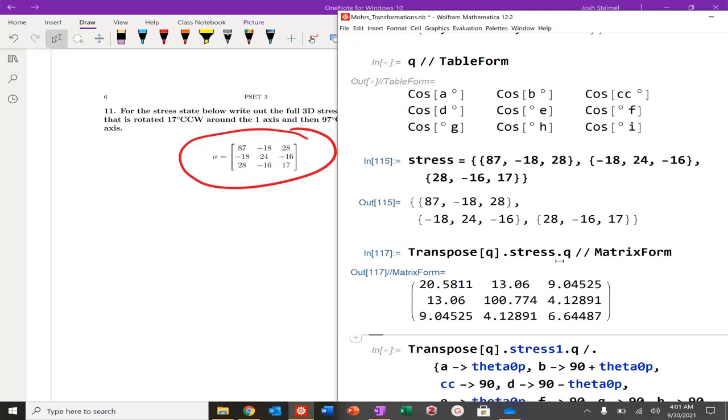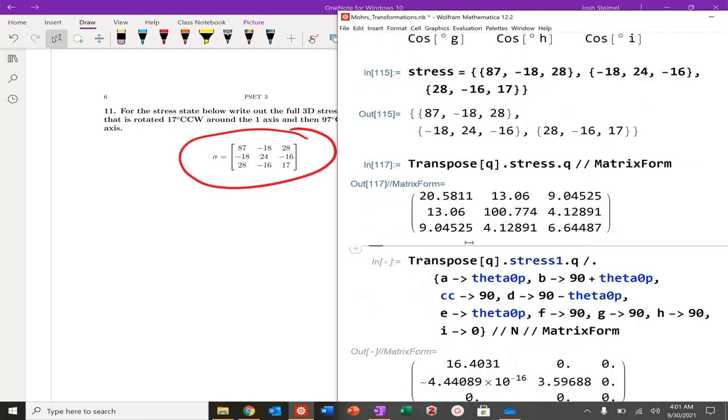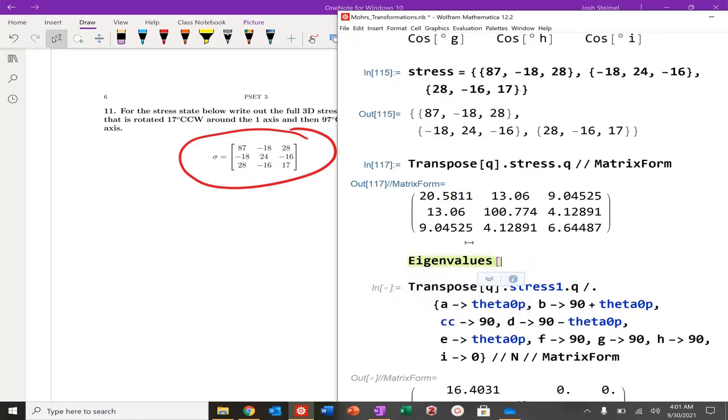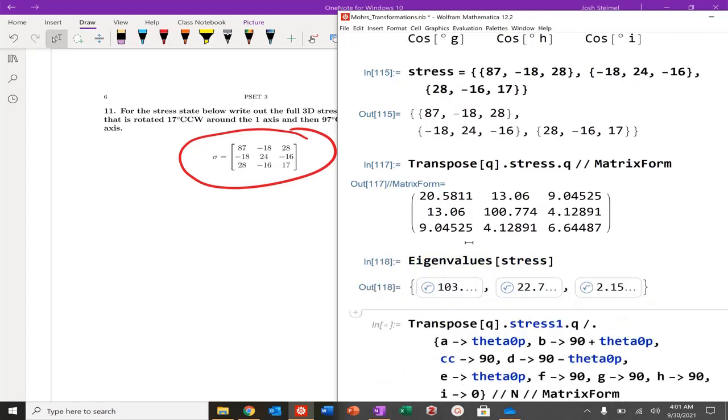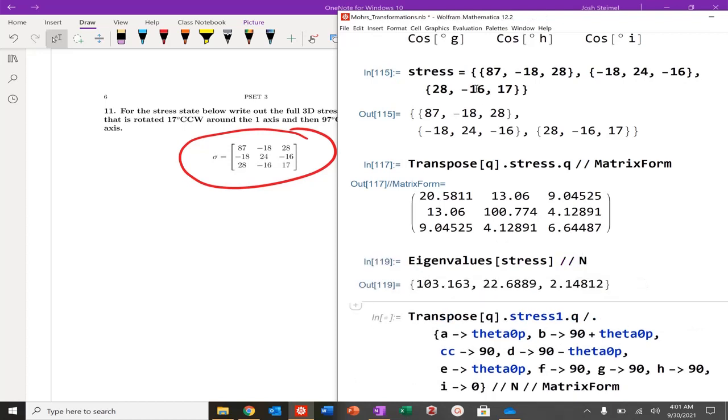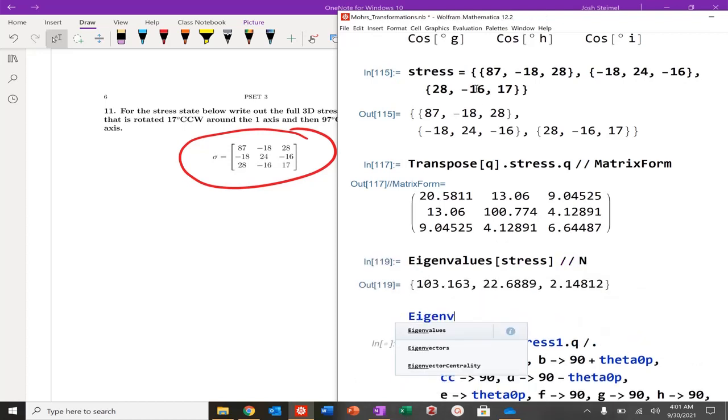So again, more likely you'll get something more like an eigenvalue problem with your eigenvectors. For example, if we need to find the principal stress state of this stress, I could find the eigenvalues of stress. Let's look at this. And then I could also find the eigenvectors of stress.